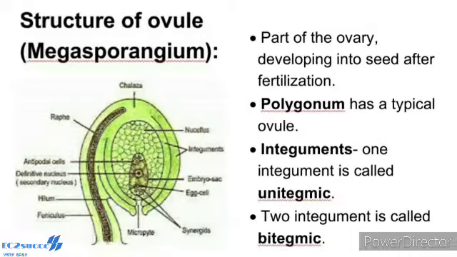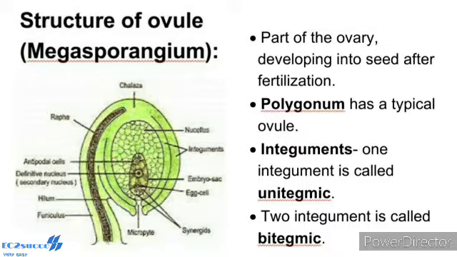Next, the structure of the ovule, an embryological term, megasporogenesis. The largest ovule in the plant kingdom, what is it called, children? Only Ficus. The ovule is the part of the ovary that develops into a seed after fertilization.